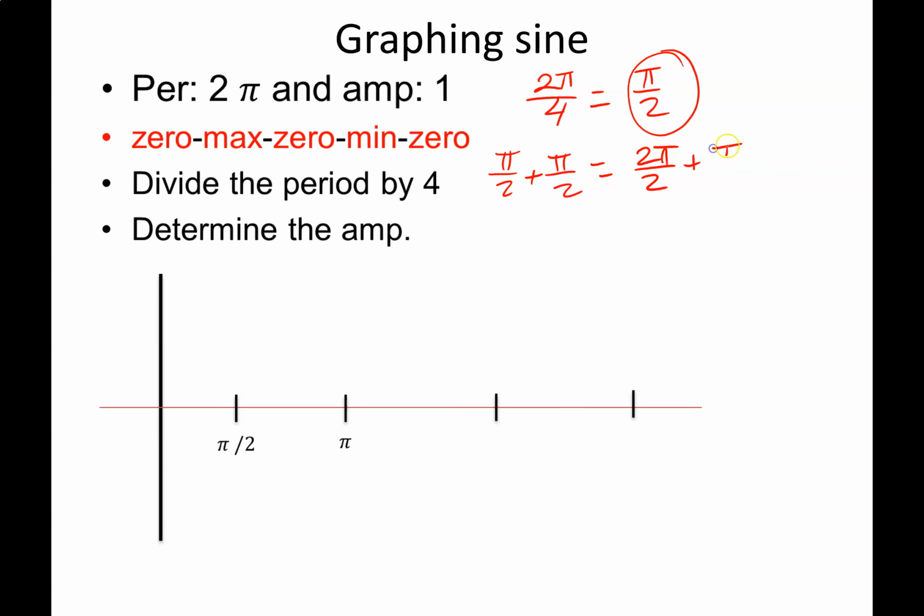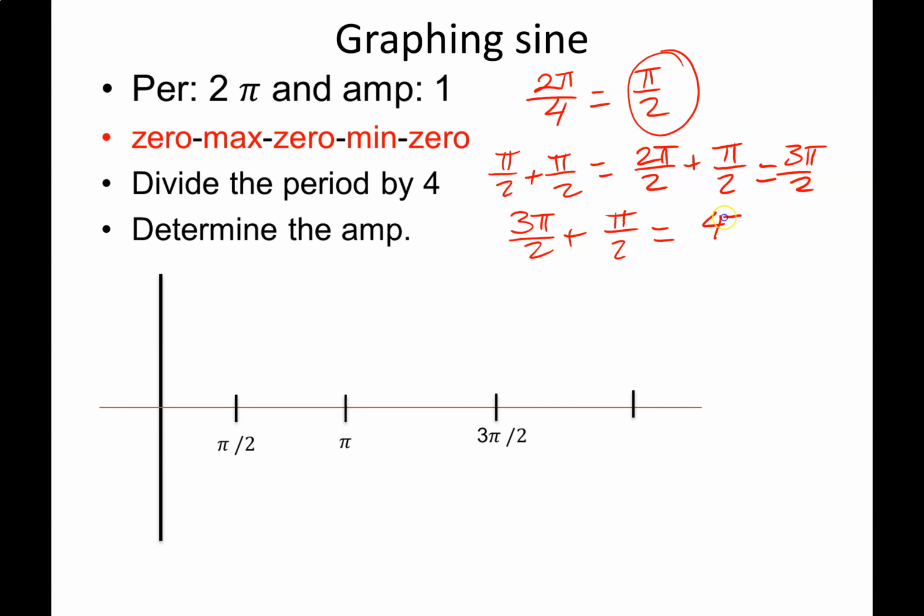Let's get the next one. This is going to be 3 pi halves. Again, if you're able to simplify, do that. You want to keep it as an improper fraction. And then we have our lovely 3 halves plus another pi over 2.